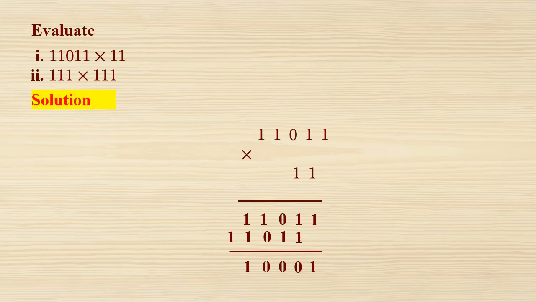So we put 1 again, 1 plus 1 is 0. Then there is no more number to add, so we put our remainder, which is 1. So the result is 1 0 1 0 0 0 1.